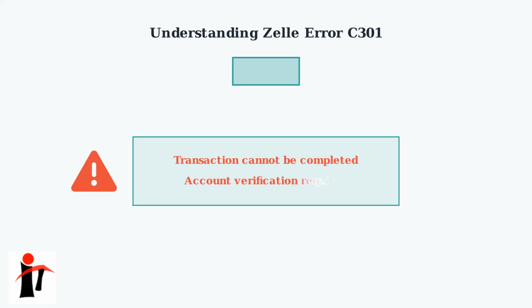Zelle Error C301 is a technical issue that prevents users from completing money transfers through the Zelle payment platform. This error has become increasingly problematic for millions of users across major banking institutions. When Error C301 occurs, users typically see messages like "Transaction cannot be completed" or "Account verification required." These messages appear when attempting to send or receive money, effectively blocking the transaction.